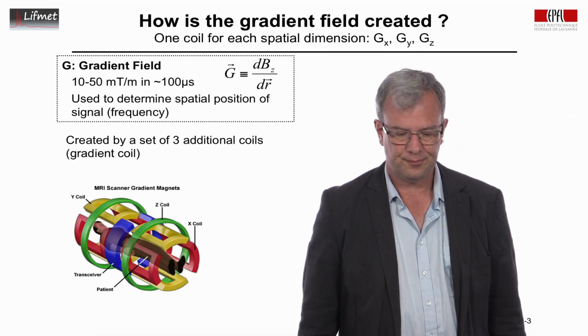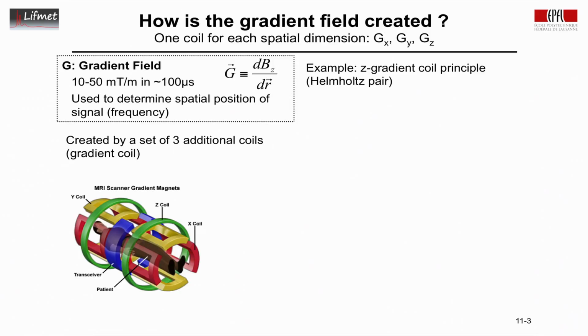The subject is now lying here in this scheme inside the magnet. To give us an idea how this is achieved, we'll take the Z gradient coil principle, and we'll use the Helmholtz pair here. First, we have a ring current rotating counterclockwise. Then at a certain distance we have a ring current of the same structure, same diameter, but now the current is rotating in the opposite direction. The B0 is along Z, in this direction, parallel to the axis of the 2 coils.